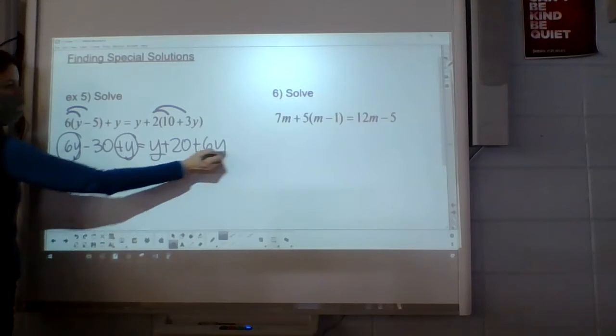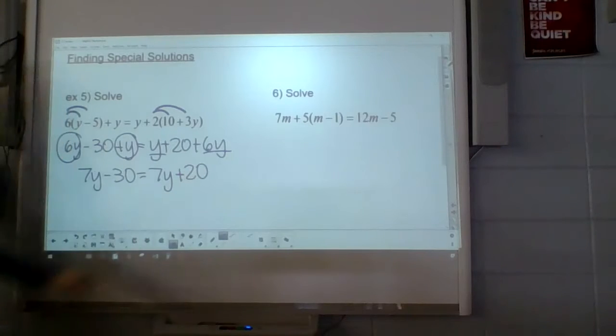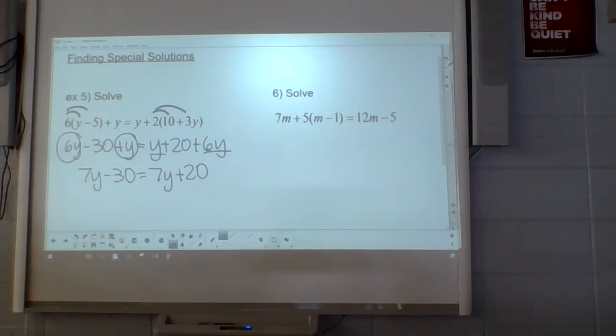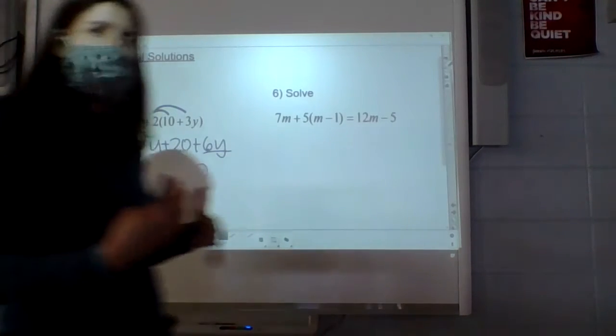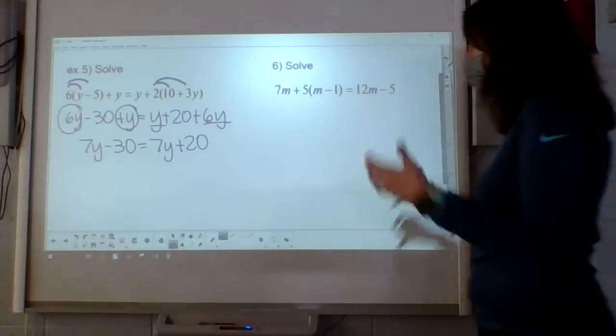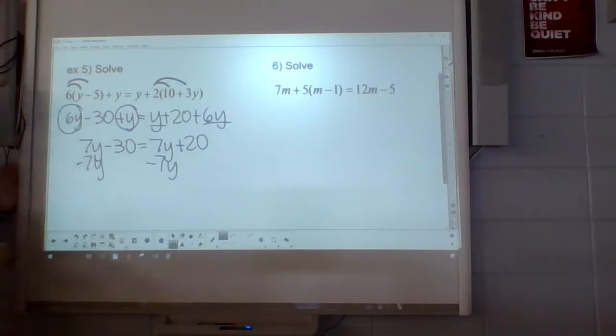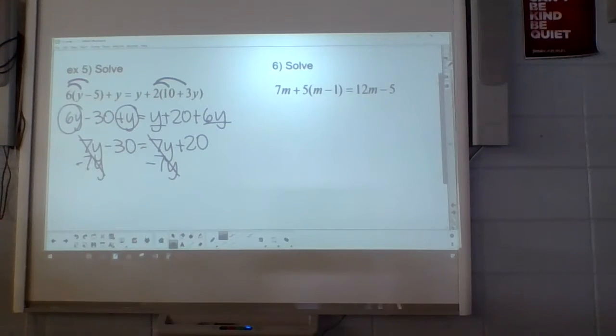Kind of the same thing happens over here. 6y and y is also going to be 7y. This might be where some of you are like, oh, I don't quite know what's going on here. So we want to bring the y's together. In order to move the y, what do we need to do? Take one away. So I'm going to take away the 7y. Careful. 7y minus 7y, what really happens there? They turn to 0. Yeah, they cancel out on both sides.